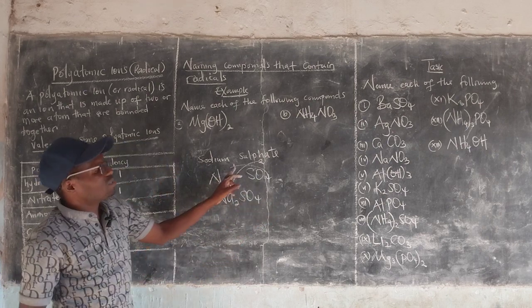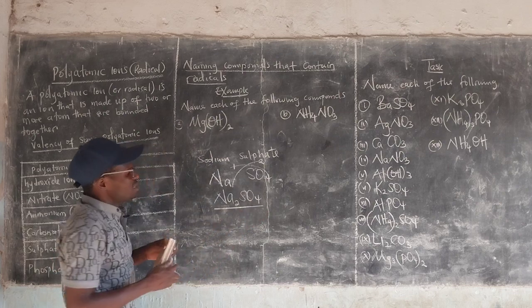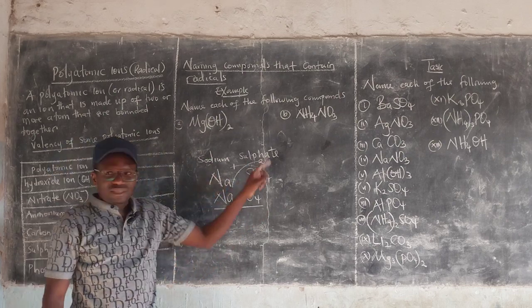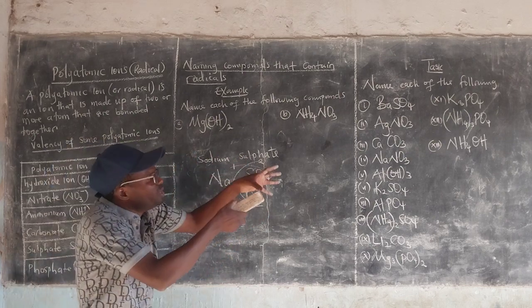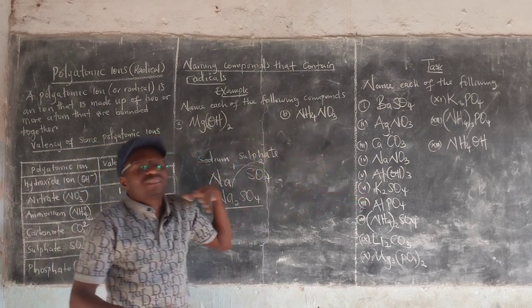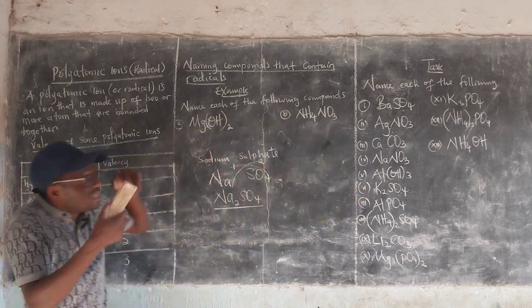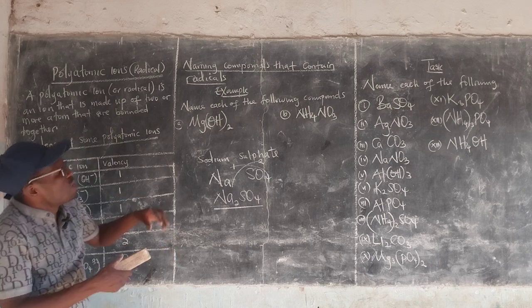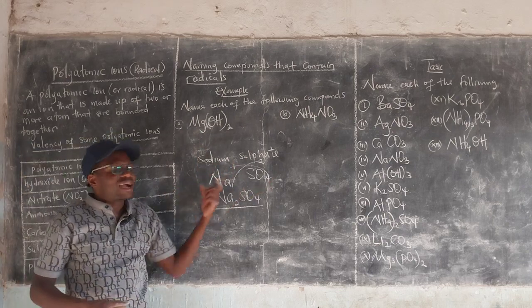We can only indicate when it is more than 1. What name is given to this one? It's sodium sulfate. Today I've already formed the formulas for you, you're just supposed to give me the names. But in the next lesson, where we're going to ionic bonding, you're supposed to know how the formulas come about.